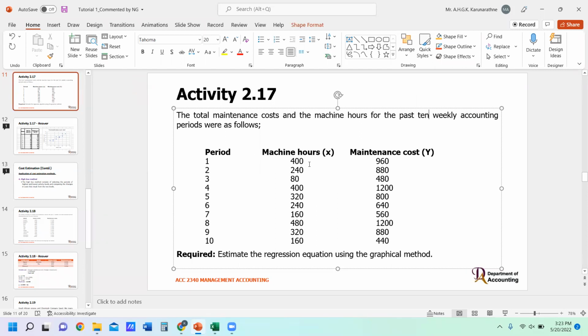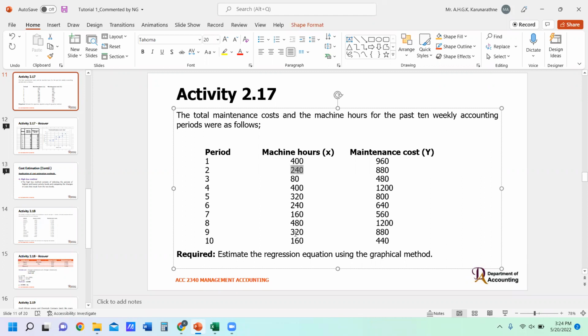You can see that when we operated our machines for 400 machine hours, we incurred 960 maintenance costs. And in the second week, we have operated for 240 machine hours, and we have incurred 880 rupees of maintenance cost. So accordingly, these are the actual observations for our past periods.